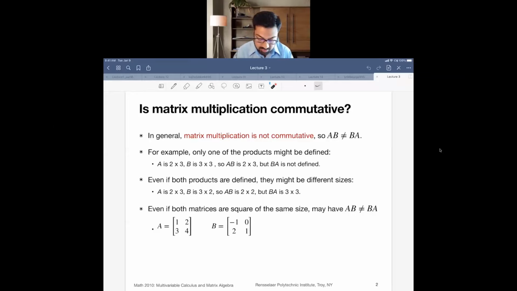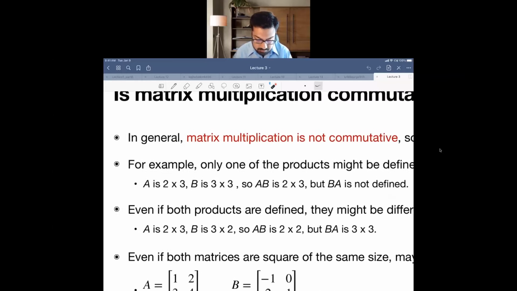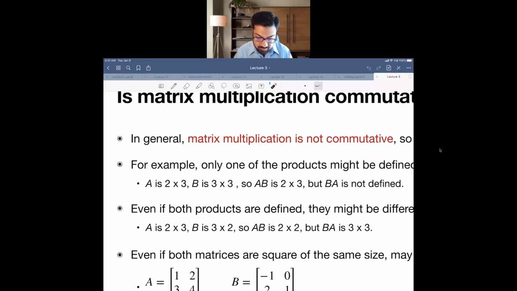So in the first case here, we have an example where we are multiplying two matrices. A is a matrix of size 2 by 3, so it has 2 rows and 3 columns. B is 3 by 3. So when you're trying to multiply A and B, because we have a match in the columns of A and the rows of B, you will be able to multiply A times B, and the result of that will simply be of size 2 rows and 3 columns.